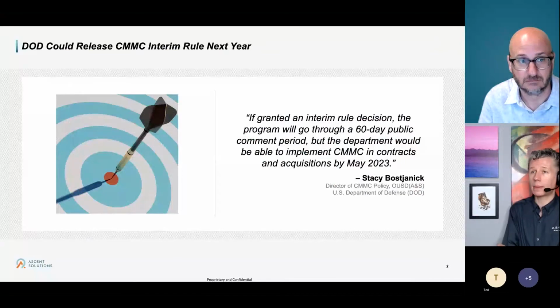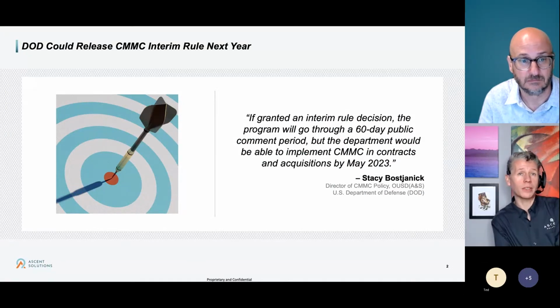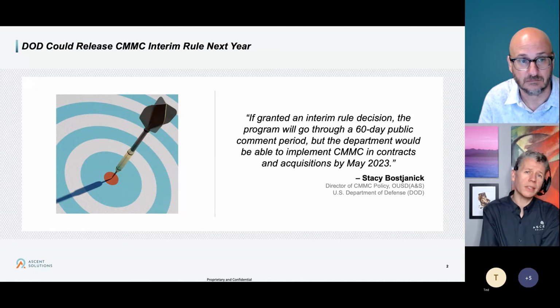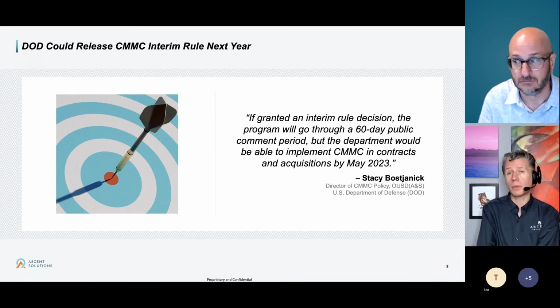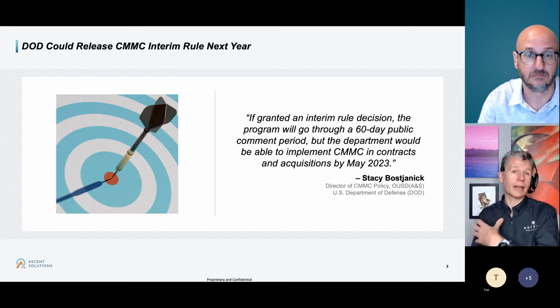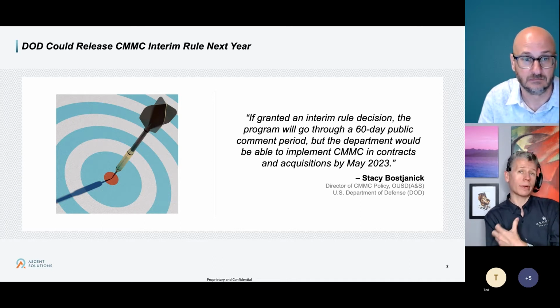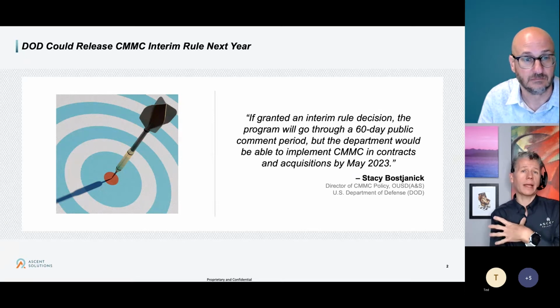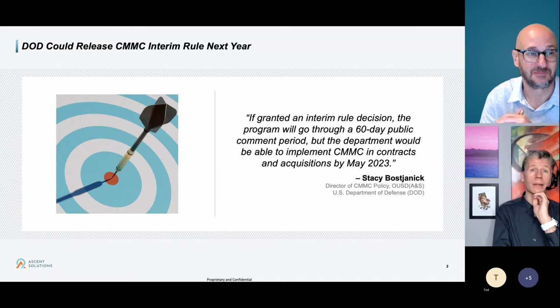The second question we have is, when will CMMC be a contract requirement? So there's been a lot of speculation on this, and I go to primary sources on this more than anything else. I think there's a tendency to say CMMC Level 2 doesn't happen right now. There's a quote on screen there from Stacy Bostjanik. Stacy is the director of CMMC policy at the Department of Defense's Undersecretary of Defense for Acquisition and Sustainment. So that's a primary source there. And what she's saying is, well, there's a few things she said in addition to this. So let's unpack them all.